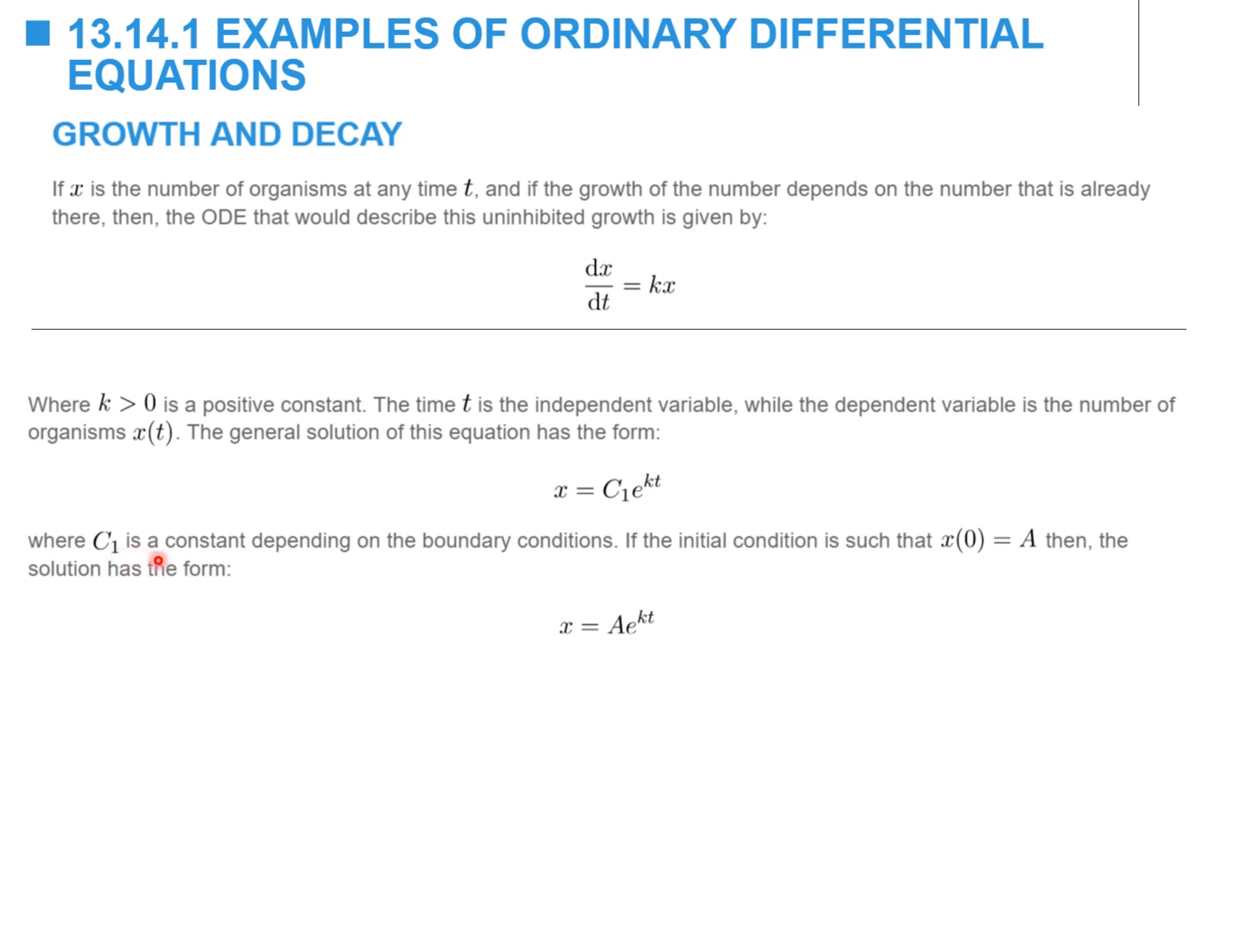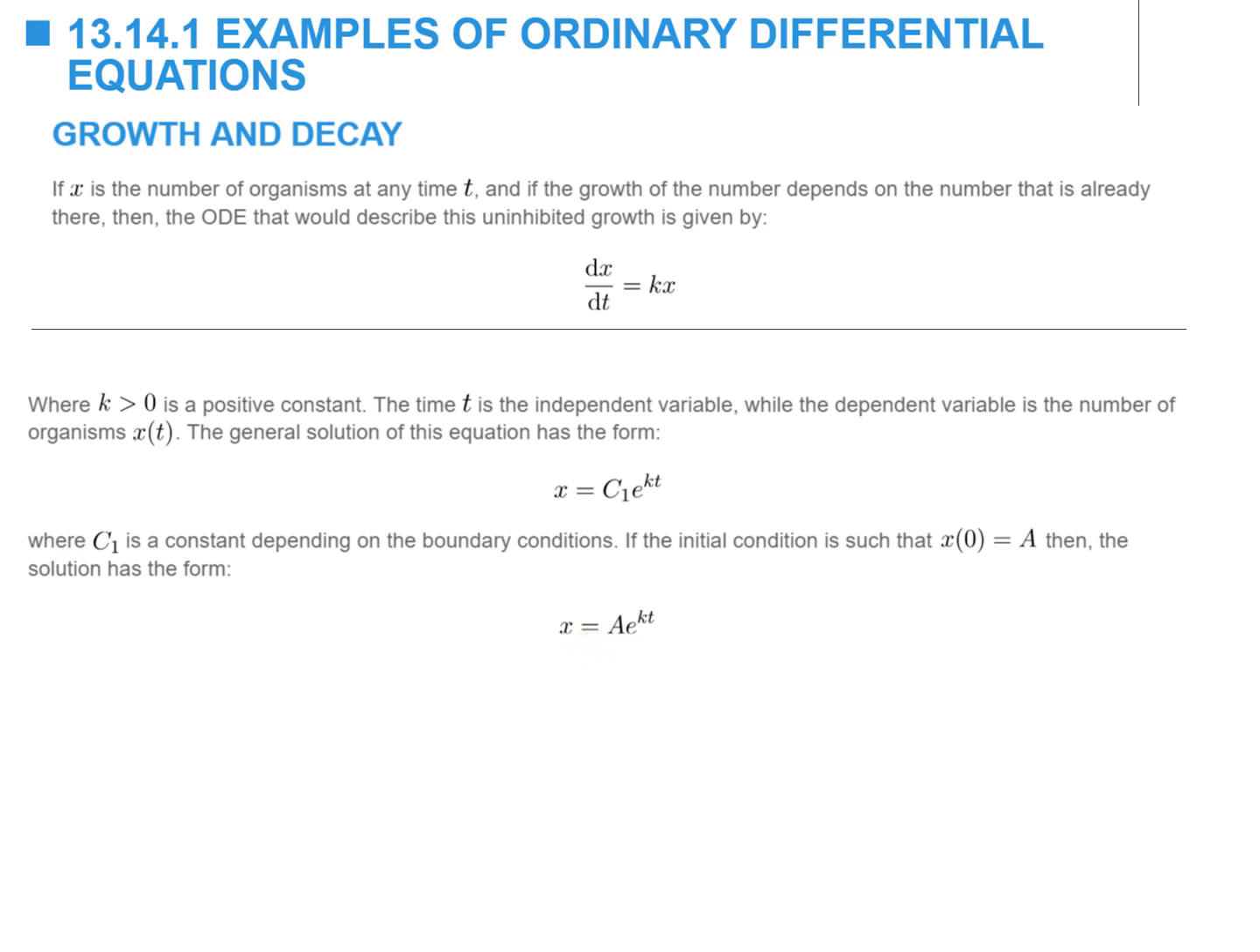The constant C1 can be obtained knowing the initial conditions. If the initial quantity when time is equal to 0 is equal to a, then the expression becomes x is equal to a multiplied by e to the power kt.